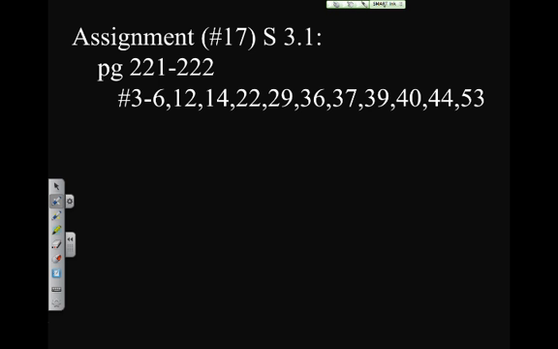The problems to take a look at here for section 3.1 are there on those pages, and so again, you'll have time to work on that in class tomorrow. So take a look at some of those, so that you're ready to ask any questions that you may have.